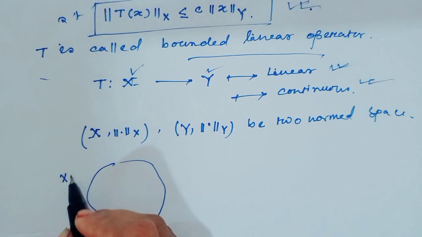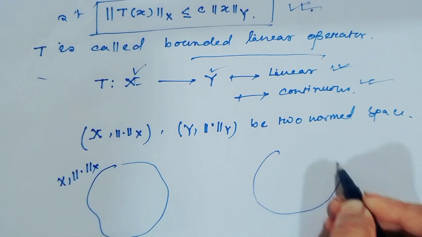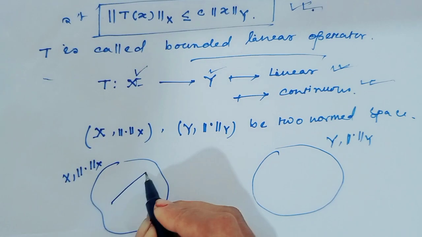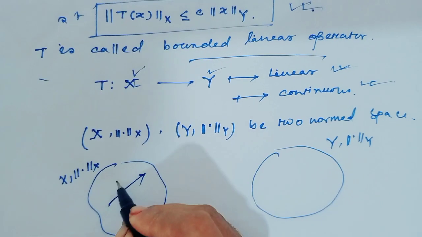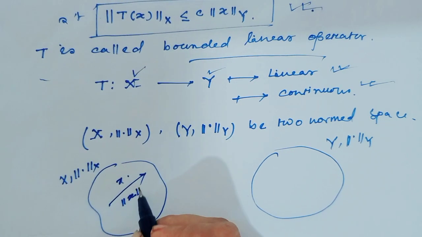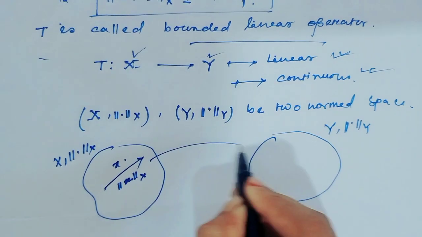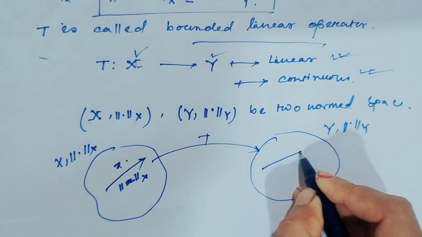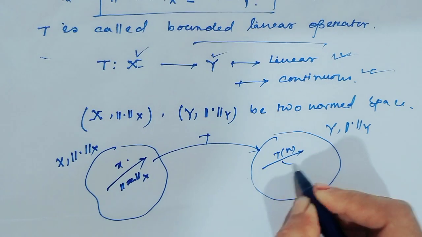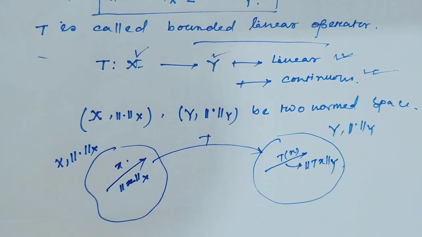Consider here the domain X with respect to the norm space X, and here the codomain Y with respect to the norm Y, and consider one arbitrary vector x. Since there is a norm, the vector is measured by its length with respect to the norm space X. Here the mapping is T, and the vector under the mapping is Tx, which is measured with respect to the norm Y.